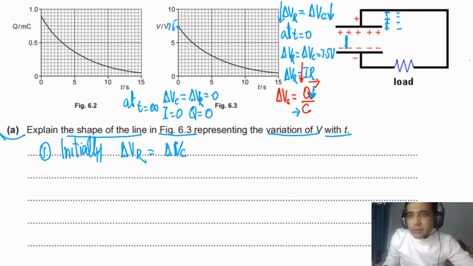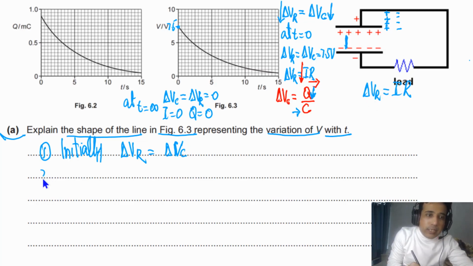We have already discussed that potential difference across the resistor is equal to I times R. As the potential difference across the resistor is decreasing, it also means that current is decreasing. Or simply we can say in this case, current is proportional to potential difference across the resistor. So current passing through the resistor is directly proportional to potential difference across the resistor. As potential difference across the resistor is decreasing with time, it means current passing through the resistor is also decreasing.